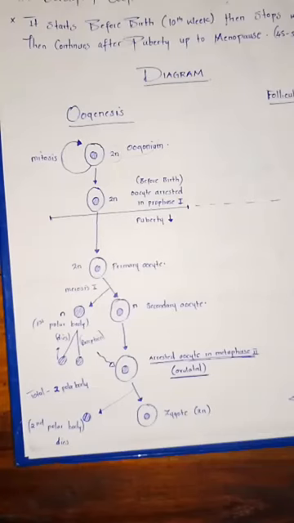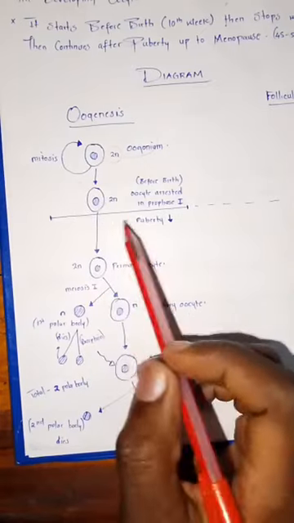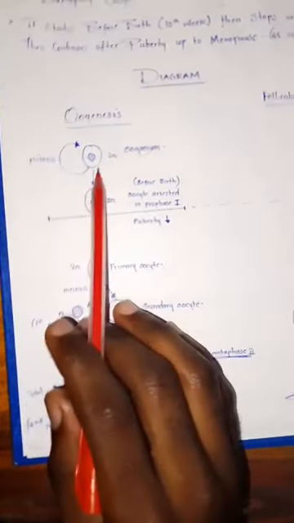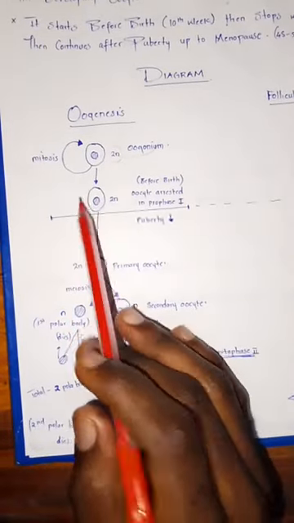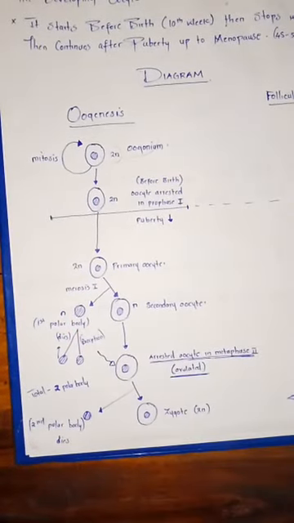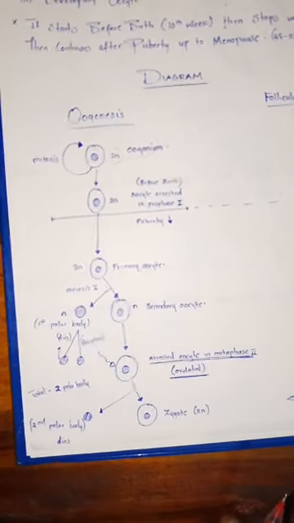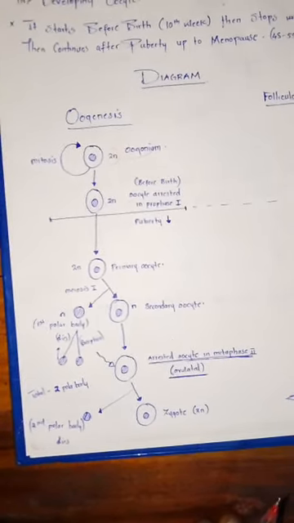Okay, so as we are seeing from the diagram here, the primary oocyte undergoes the process of meiosis. This whole process takes place before birth. So we are going to find that the baby that is going to be born will be born with all the ova, or rather the eggs, that are required for her lifetime of reproduction.